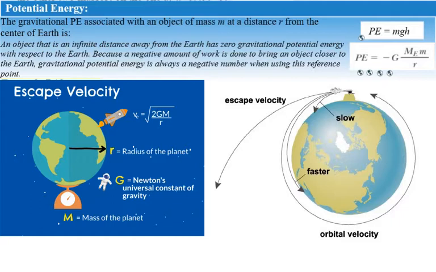So we used to use for potential energy the formula mgh, and this is only true when an object is on the surface of the planet and raised to a certain height h. But when an object is in space, then we will be using a different formula, which is, let me derive it for you.